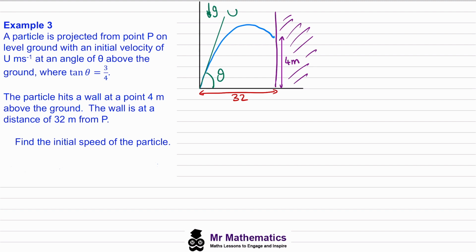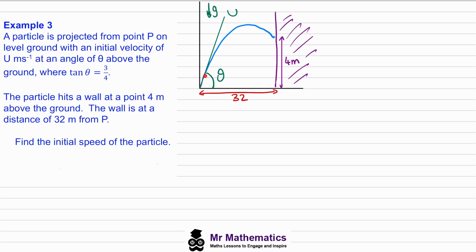Okay, so welcome back if you had a go. I've drawn our diagram. We've got the trajectory of a ball. The initial velocity is u, gravity acting downwards, a range of 32, and it hits a wall at a point that is 4 meters high off the ground. The first thing we need to think about here is to work out u. And because we haven't been given theta, we can use tan theta is 3/4.